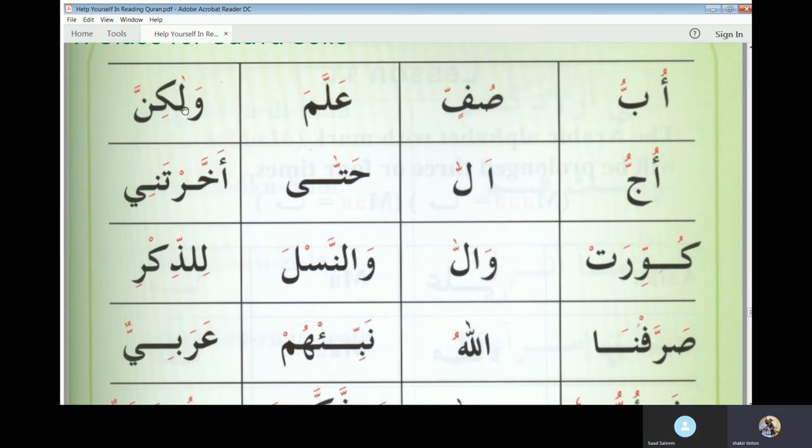Walakinna. Yeah, it's no aleph or nothing long in it. Yes. Walakinna.